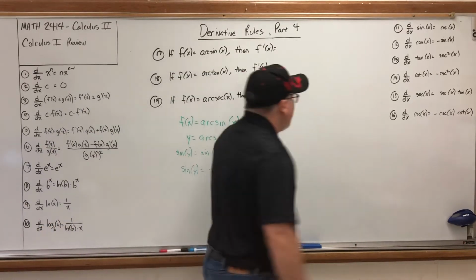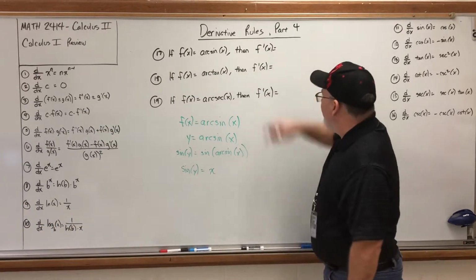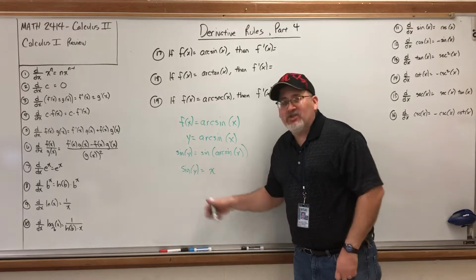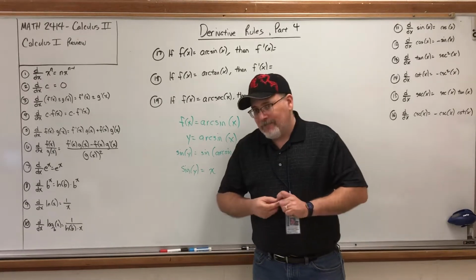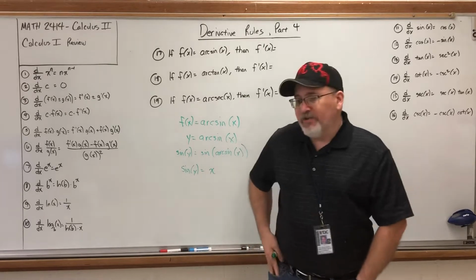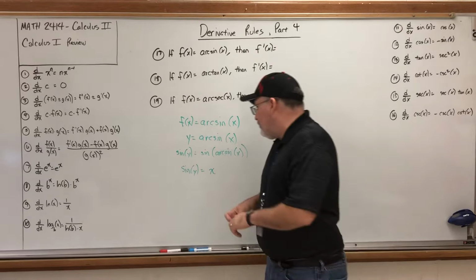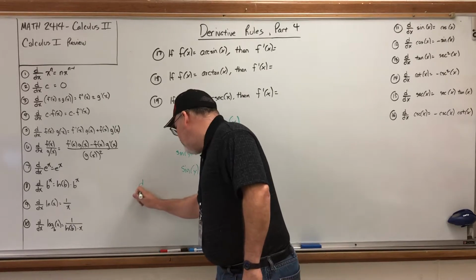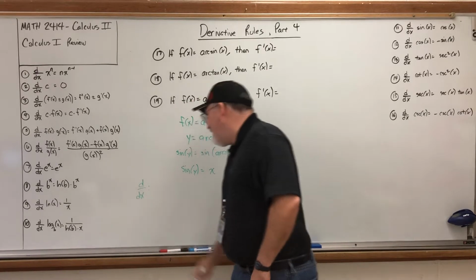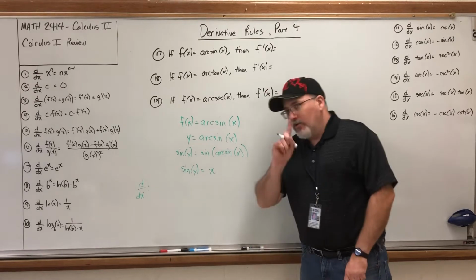But here's where we have to be a little bit careful. We're taking derivatives with respect to x, and this is not an x. We have to use implicit differentiation. If you've forgotten what implicit differentiation is, please go back to Calculus 1 and review it. But let's take the derivative over here with respect to x. I'm just going to put d/dx to indicate I am taking derivatives with respect to x.